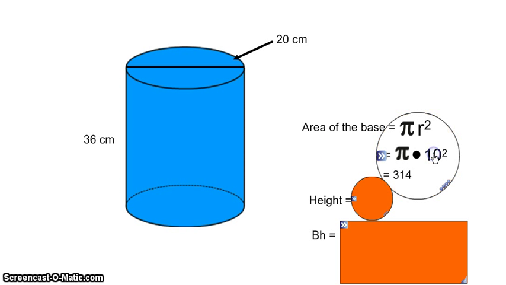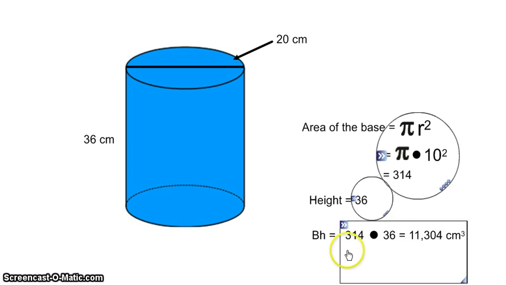The area of the base is taken with pi r squared, or pi times 10 squared, which equals 314. The height is 36, so if we take the area of the base times the height, we get 11,304 cubic centimeters, which is our volume.